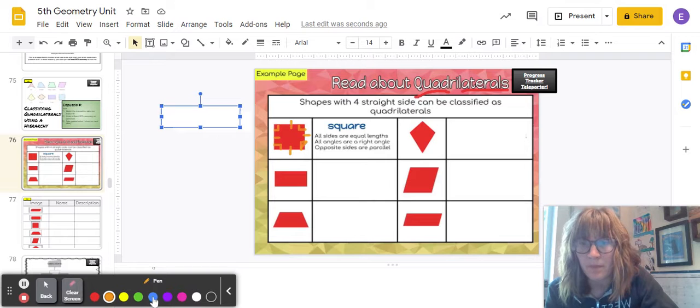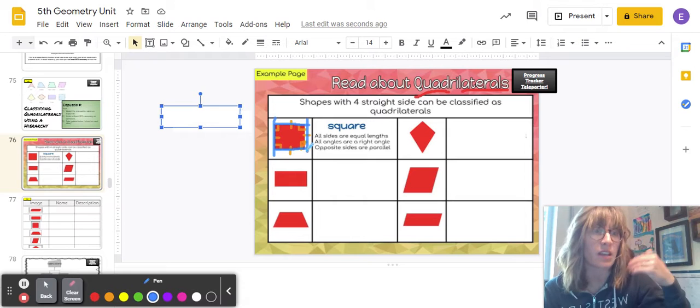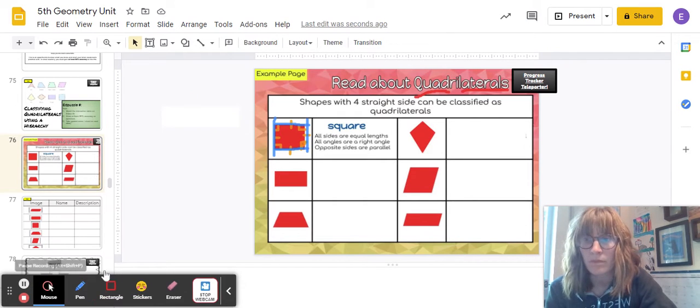And the last thing to note is this vocab term of parallel. So the opposite sides are parallel and the opposite sides are parallel. So it has two sets of parallel sides.